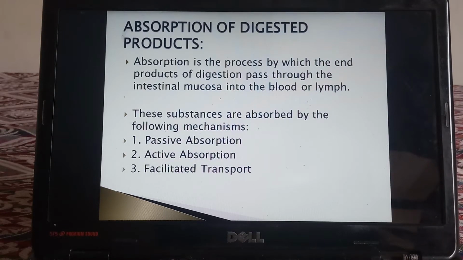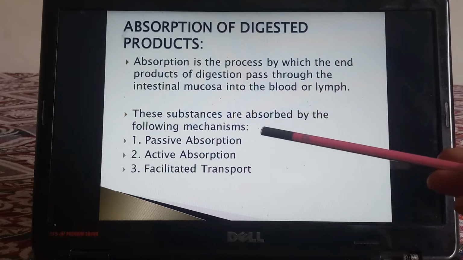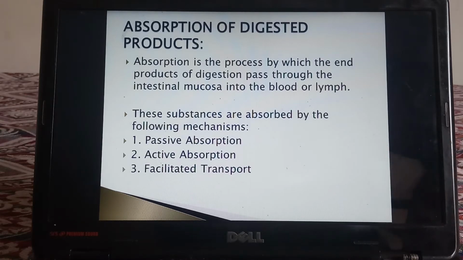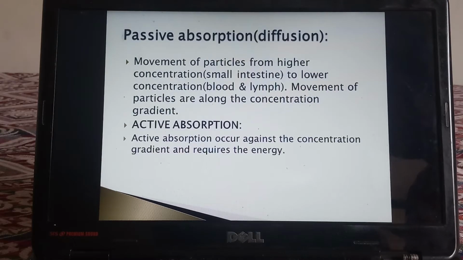These substances are basically absorbed by three mechanisms: passive absorption, active absorption and facilitated absorption. We will first understand how these three mechanisms work, and then we will proceed to the absorption of the different components. First of all, the passive absorption.